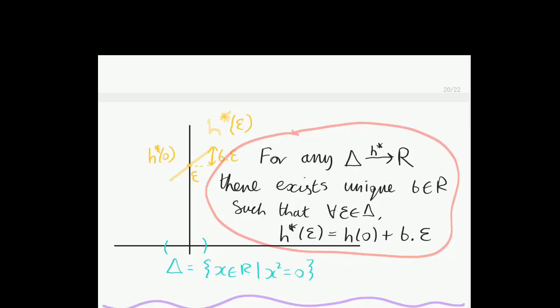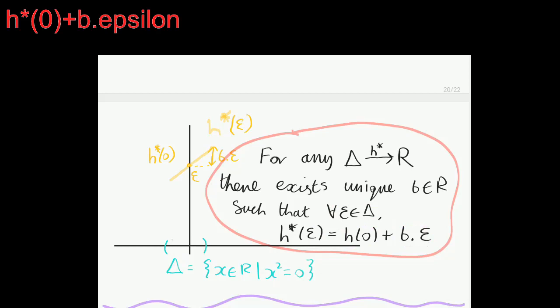So this is what we call the principle of micro-affineness. So if you remember the idea is that if we have some map h star from our nil square infinitesimals to our smooth line, then basically it looks linear. Okay, so there's going to be a unique value b such that for any input epsilon, which is a nil square infinitesimal, we have h star of epsilon is equal to h of 0 plus b times epsilon.